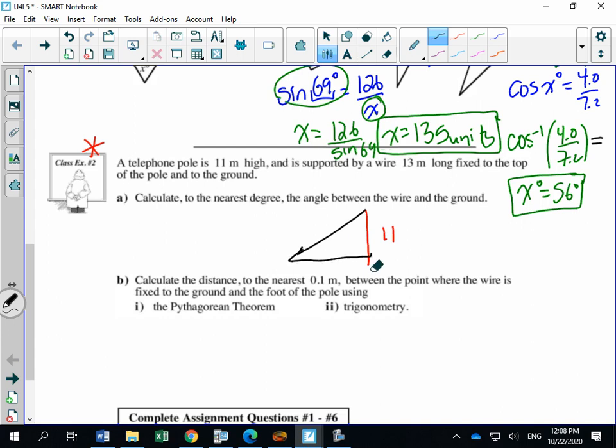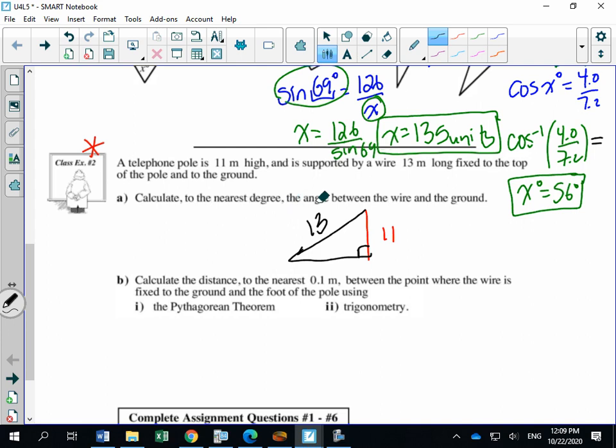So there's my triangle. The telephone pole is 11 meters high and it's supported by a 13-meter wire. So that would be the length of my wire. The wire is going to be the hypotenuse. Always put your 90-degree angle in. If I do not provide a triangle and you're drawing it, I'm going to be looking for that 90 degree. What else does it say? Okay, calculate to the nearest degree the angle between the wire and the ground.